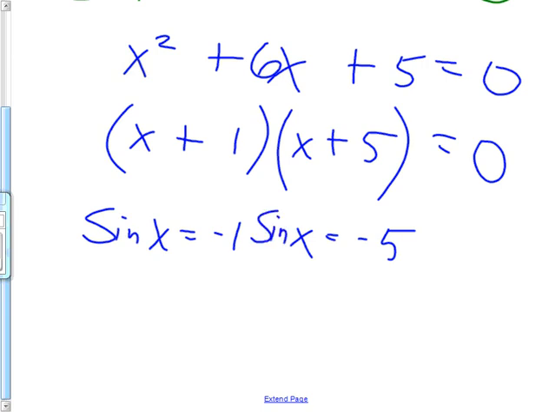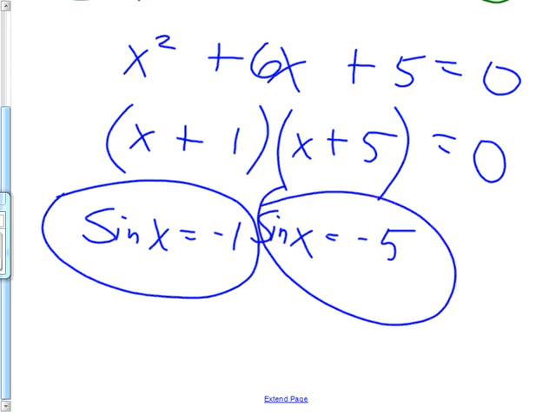Get what I'm saying? Now I'd solve this, and then I'd solve that, which by the way is impossible, right? Because sine can never be negative 5, so that one I'd just throw out, and I'd have probably two answers for the other. And my calculator could probably tell me what they were with inverse trig. All right. So there's some things to watch out for.